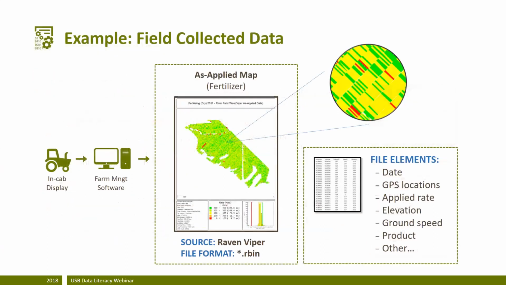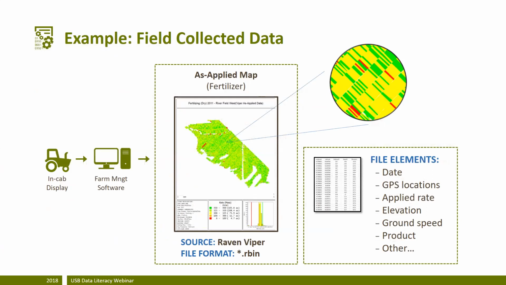An example of this would be just here's an as-applied map in the center. Very common today to be collected on machinery. This one's for fertilizer, but we think about that being collected on the left side by the in-cab display. I have to download and ultimately upload that into a farm management software to generate the information in the map that you see in the middle. At the core of that data, this data was generated by a Raven Viper 2. The file format, when we pulled that data off of that Viper, was a .rbin. That's a proprietary one that, again, ultimately needed to be uploaded into the farm management software package to be viewed and used.